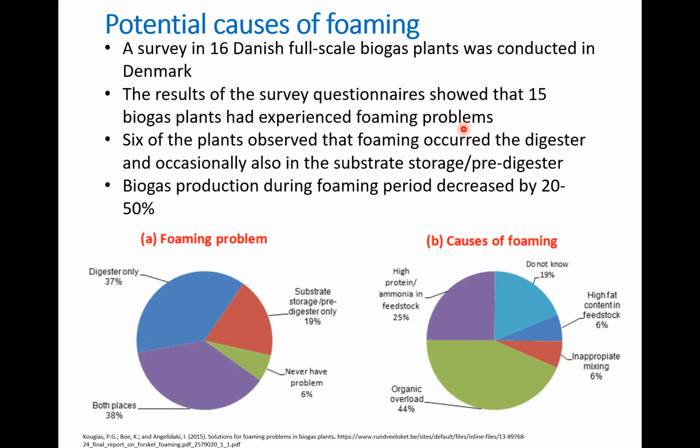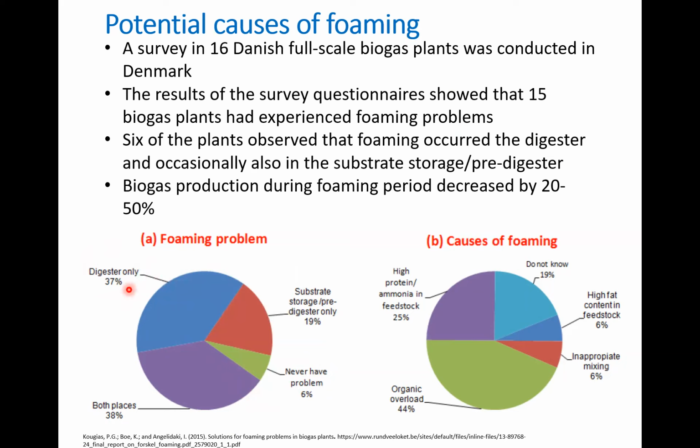And the result of this foaming, again, this is just to confirm the problem of foaming, that the biogas is reduced by 20 to 50%. This is actually a very significant reduction. Okay, so again, this is just to have this kind of digester, only about 37%.